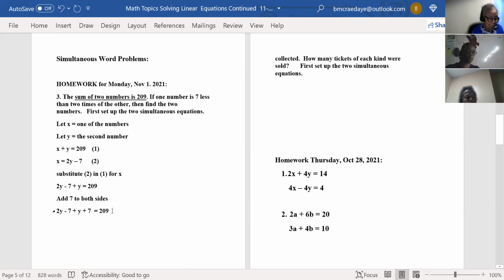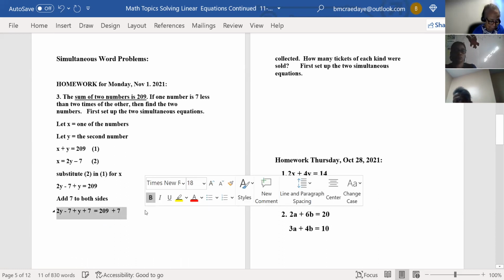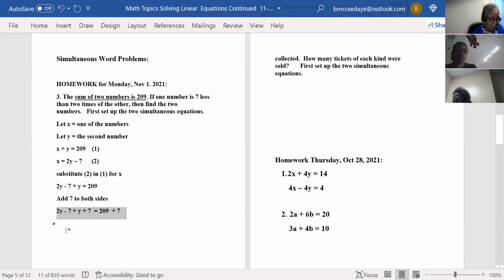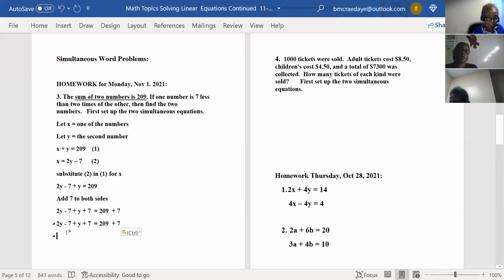And then add 7 over here. Okay, now what do I get left on the left side? What's remaining? There's a minus 7 and a plus 7. Maureen, you're on mute. 0. And so what I have left then? 2y plus y, because minus 7 plus 7 gives you 0. So here we go.